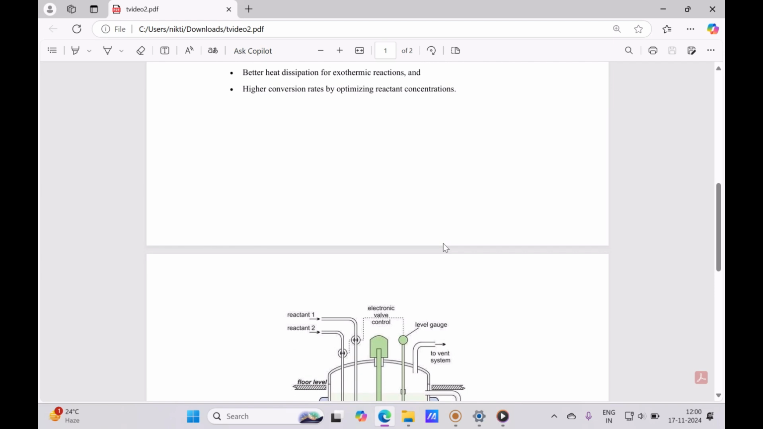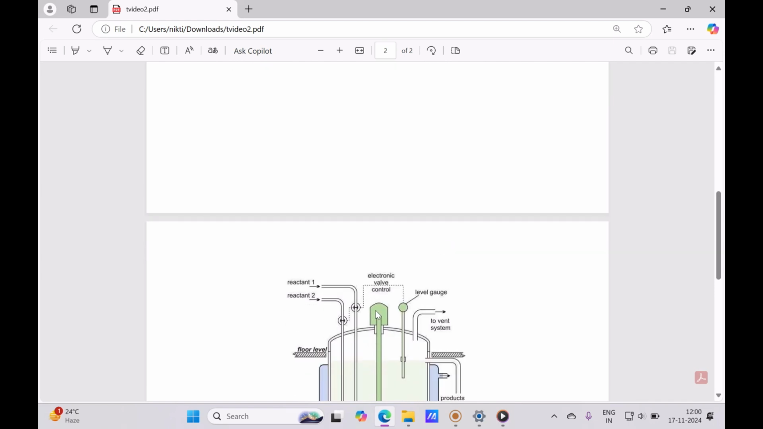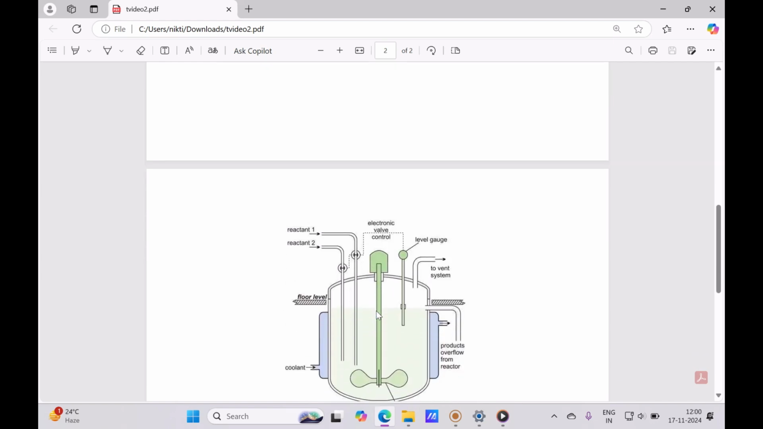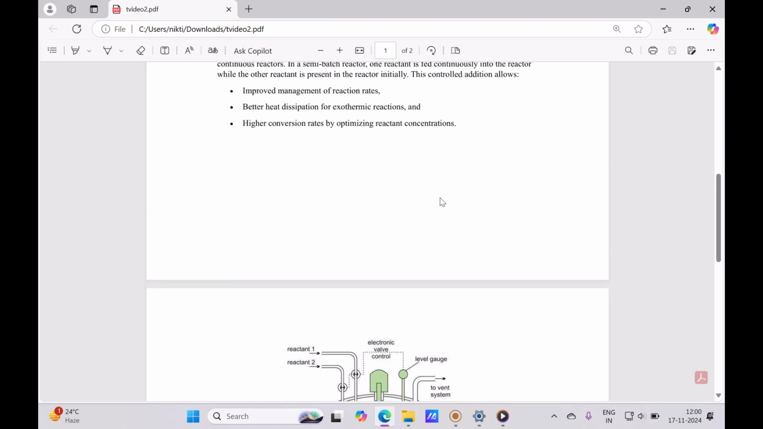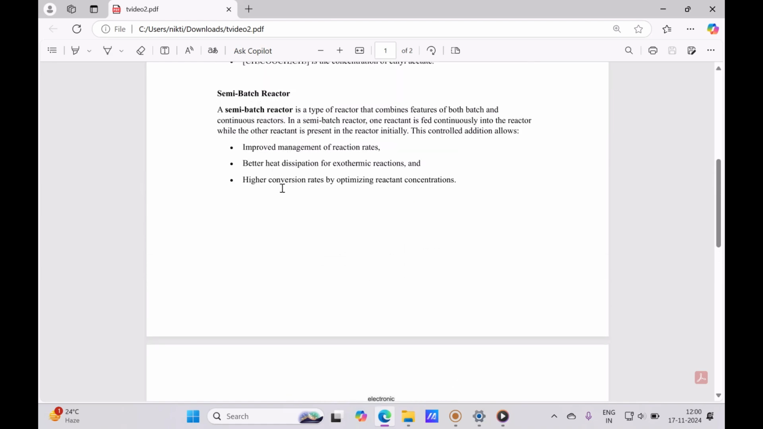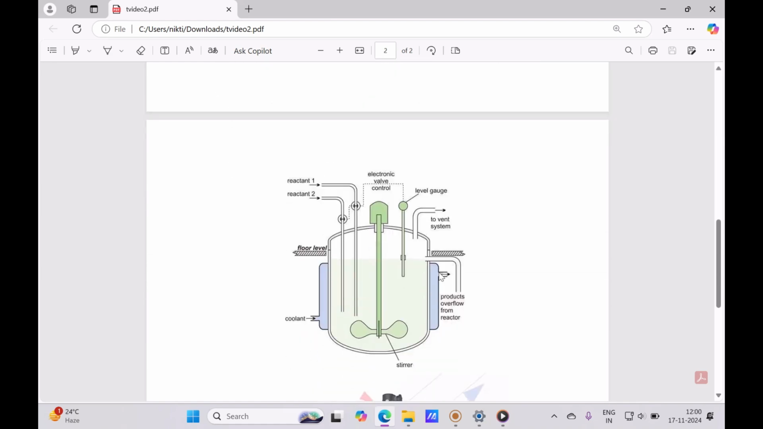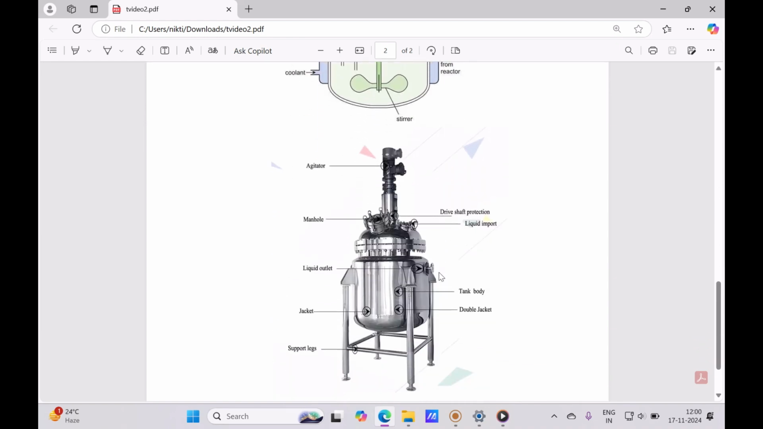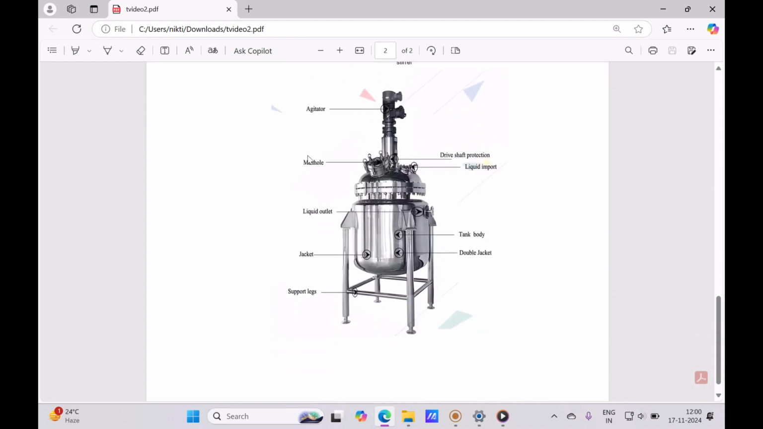Now, it also gives us high conversion rates by optimizing reactant concentration. In a semi-batch reactor, controlled feed of the reactant avoids overloading of reactant, which eventually reduces the likelihood of undesired side reactions and gives a higher conversion rate. Now, here we can see the schematic diagram of a semi-batch reactor in industry.